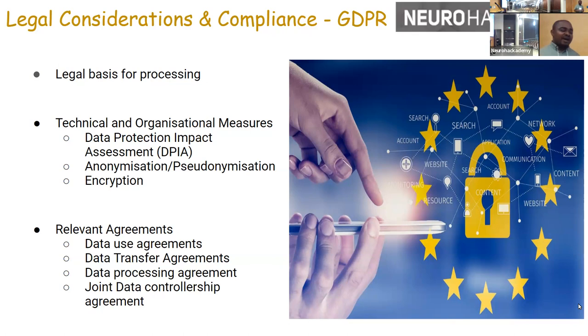And then identifying relevant agreements that you need to put up as organizational measures: data use agreements, data transfer agreements, data processing agreements, joint data controllership. These are agreements you can get templates for from data protection officers around the world. So you have to not only identify the legal basis for processing, you have to develop technical and organizational measures. And one of those organizational measures will be setting up agreements between yourself and the user, or yourself and the person receiving the data or transferring the data to you. So these are organizational measures to protect you.